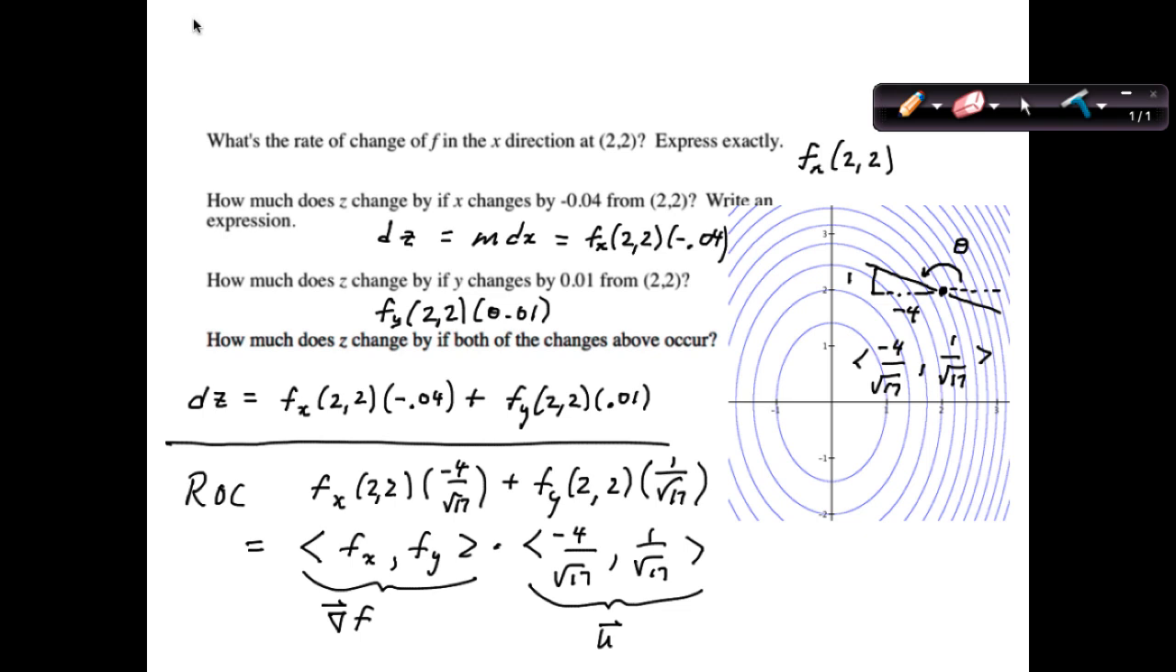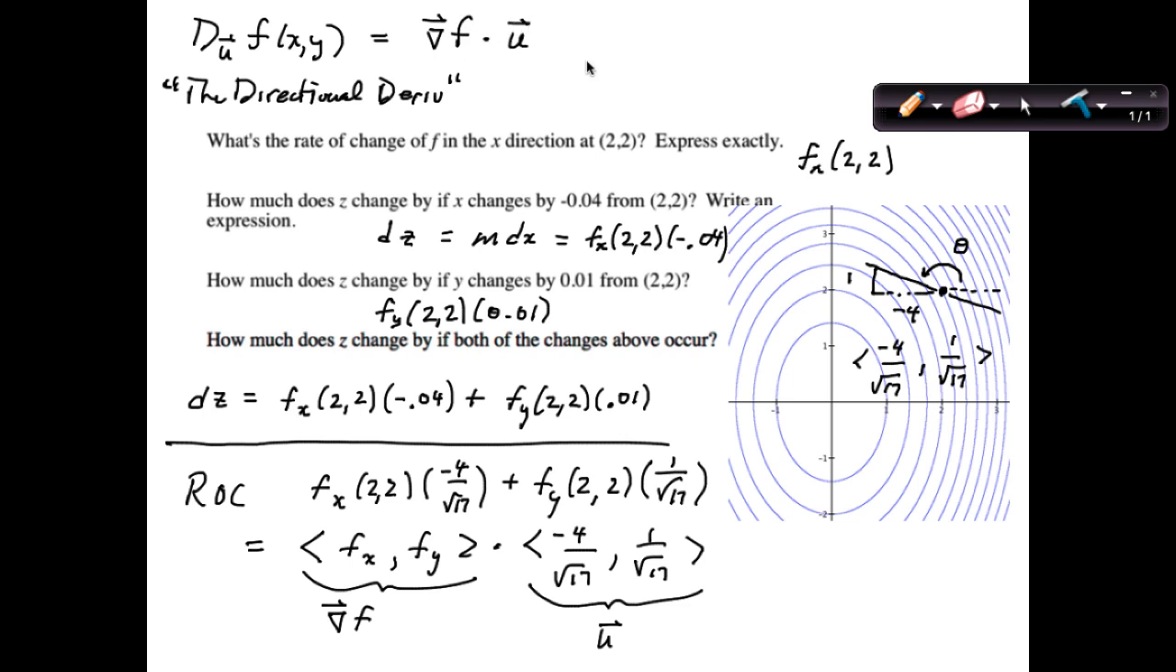The notation for the rate of change in any direction u is capital D sub u f x y. And this is called the directional derivative. And what does it equal? It equals the gradient vector dot the unit vector pointing in the direction that you want the rate of change in.